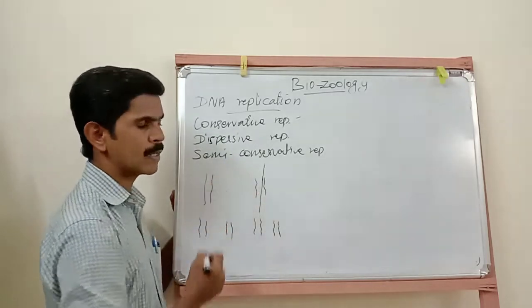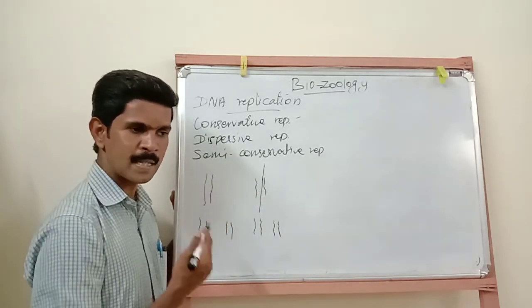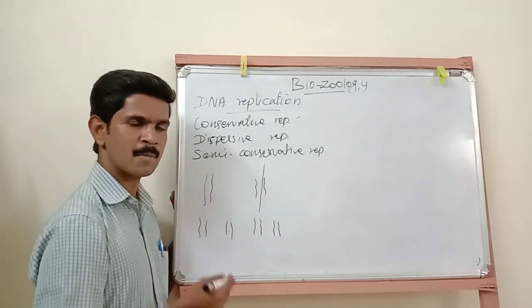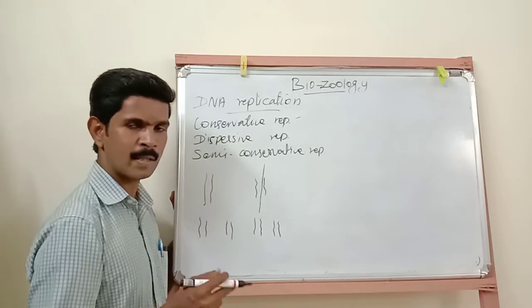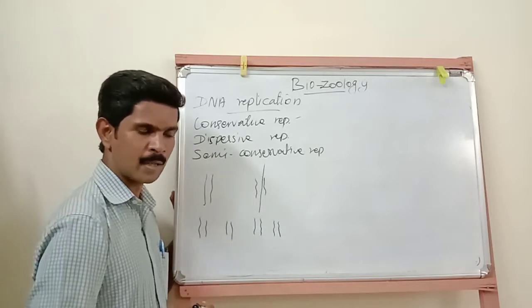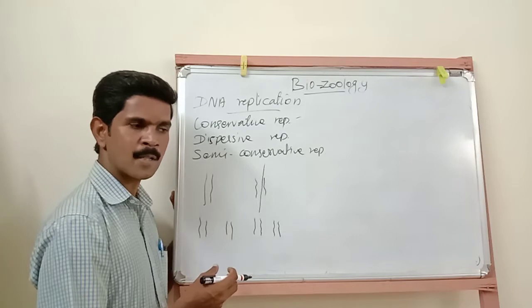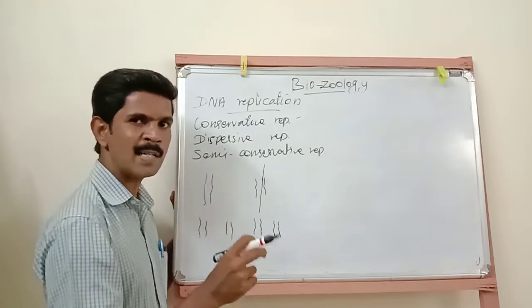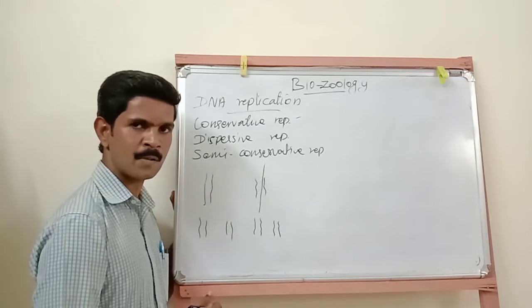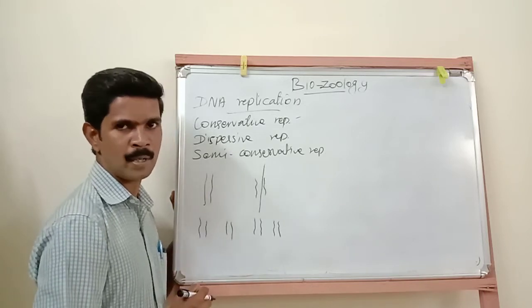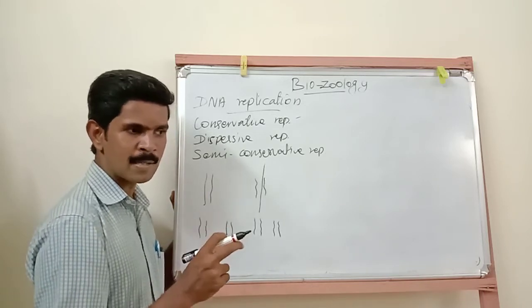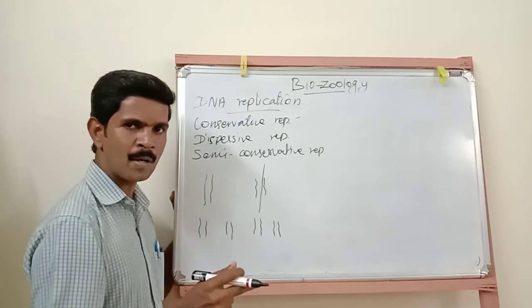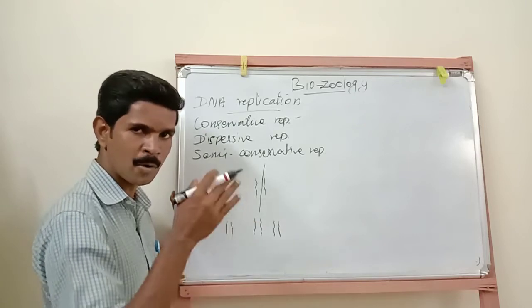And the third one is the semi-conservative replication process. The semi-conservative replication process was proposed by two scientists, Watson and Crick, in the year 1953. In this type of replication process, the replication starts from one end of the DNA molecule, and when replication takes place, the hydrogen bonds present between the two strands are broken first.